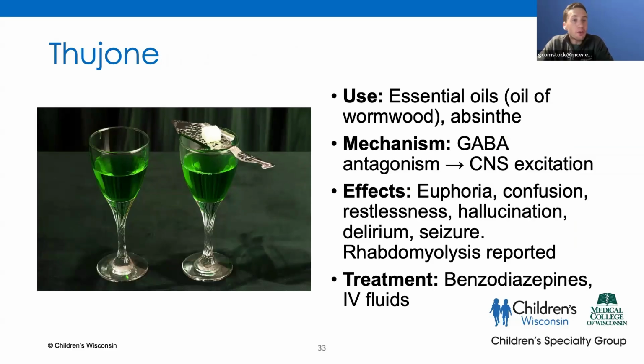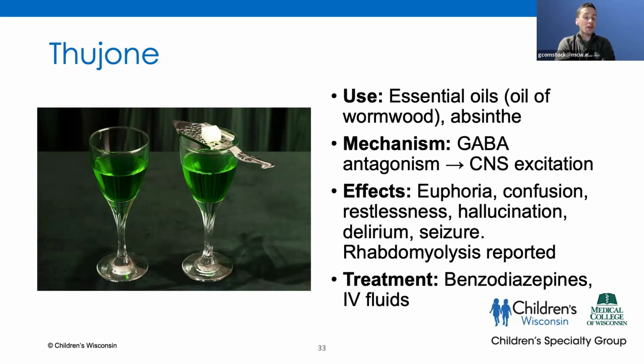Where does thujone exist? Well, historically in absinthe. Anymore, it's in essential oils, like oil of wormwood. So absinthe is where it lived historically. It would be in a combination of different liqueurs or whatever. Its mechanism of action is via GABA antagonism.